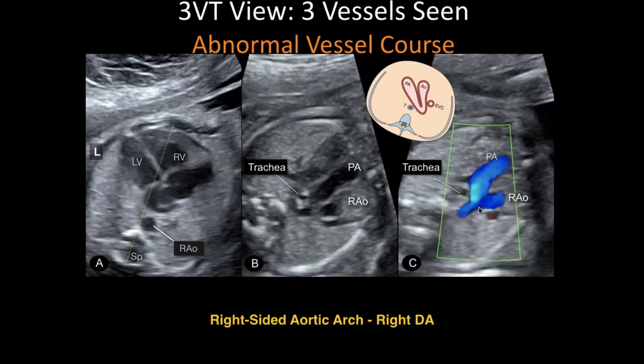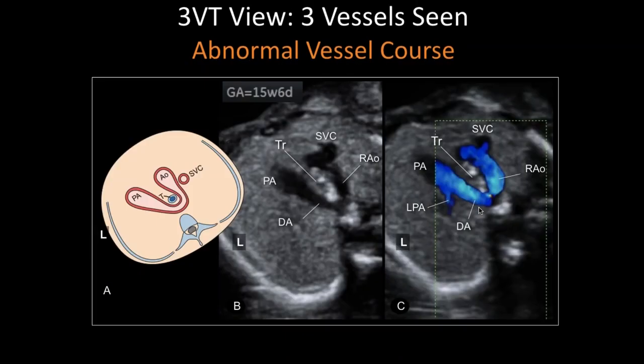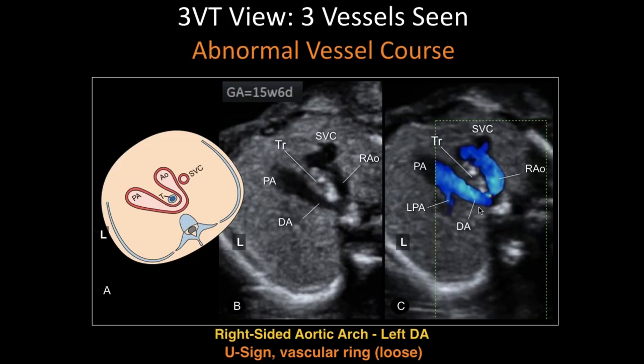You have to assess those patients for associated problems, especially related to DiGeorge and other abnormalities. So it really warrants a full evaluation of the heart and of the thymus gland and other abnormalities. Here's what's called a right-sided aortic arch and a left-sided ductus arteriosus. Again, it forms a U shape surrounding the trachea.